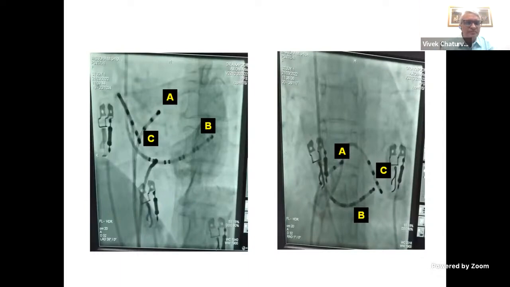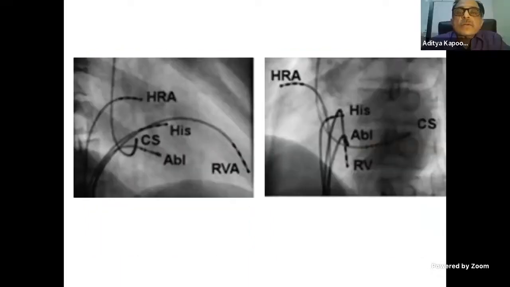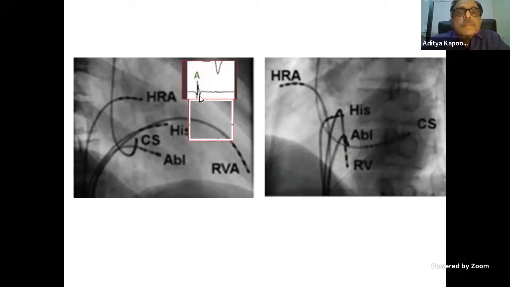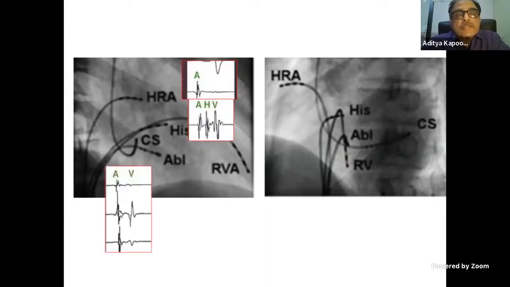Absolutely. So this is, as Dr. Vivek rightly said, we can place it from the femoral vein or the IVC, from the foot or from the neck. In the HRA, you get a prominent A wave. In the His bundle, we get the A wave, the H signal and the V wave, AHV. In the coronary sinus, we get a sharper A and a bluntish V. And in the RV, we get a predominant V signal.